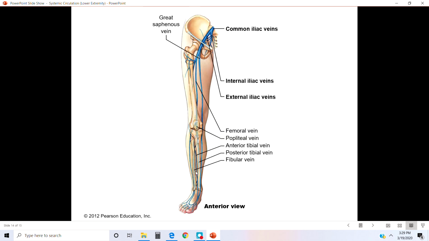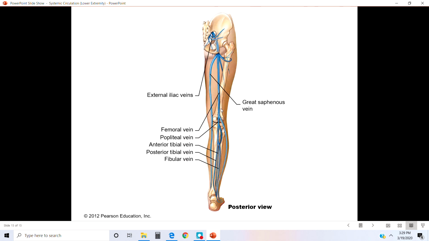This starts on the lateral malleolus out here. That's this one. And then it's going to dump into the popliteal vein. You can see it behind the knee there. It's kind of watermarked behind the knee. That's going to be the lesser saphenous vein. So great saphenous vein, lesser saphenous vein.